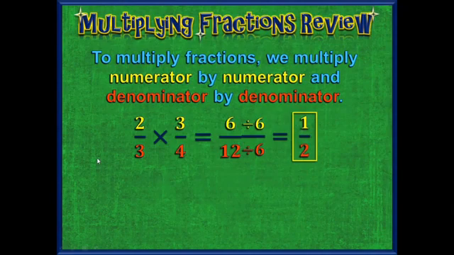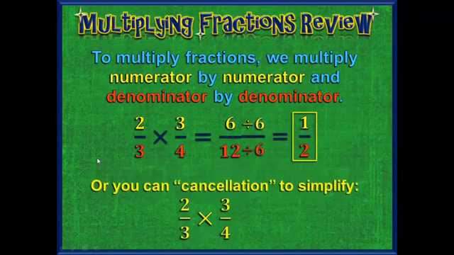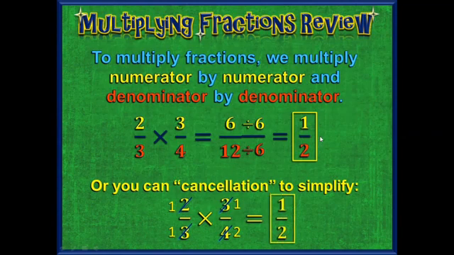Or we can use the cancellation method, which means we have to search for numbers to simplify a number in the numerator by a number in the denominator. 2 and 4 can be simplified by 2. 3 and 3 can be simplified by 3. Since we cannot cancel more, we multiply the new numerator by the new numerator and the new denominator by the new denominator to get half.